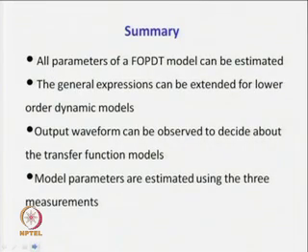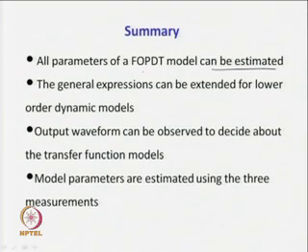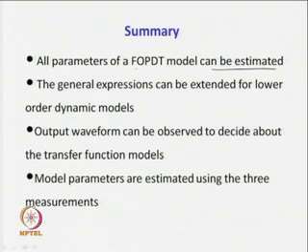So, let me summarize. All the parameters of a first order plus dead time transfer function model, whether the model is for stable or unstable first order plus dead time systems, does not matter, can be estimated using the expressions we have derived. So, three expressions can be made use of to estimate the three unknowns of the first order plus dead time transfer function models. The general expressions we have obtained can be extended for lower order dynamic models.